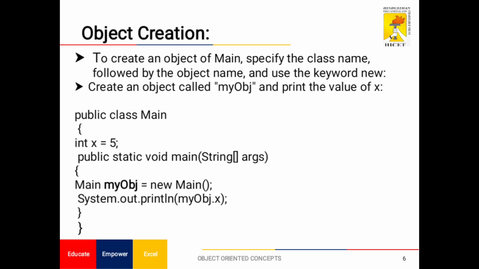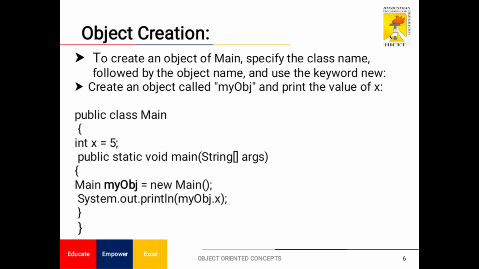The next slide will give you a clear explanation about how objects are created and how an object is called. To create an object of a main class, first of all we have to specify the class name, followed by an object name. While creating the object, we should not forget the keyword new, then only it can create an object.